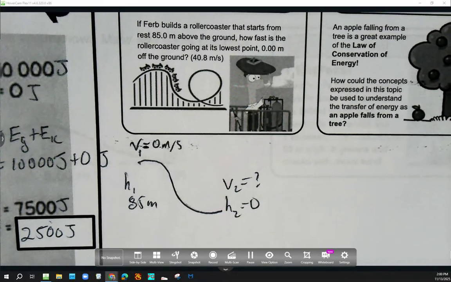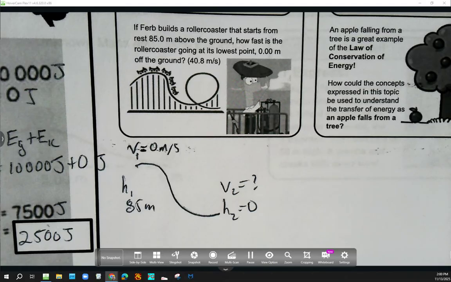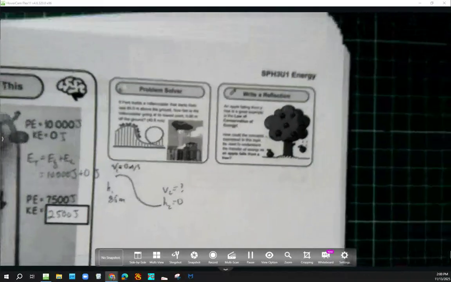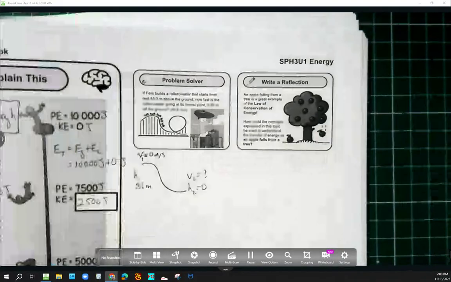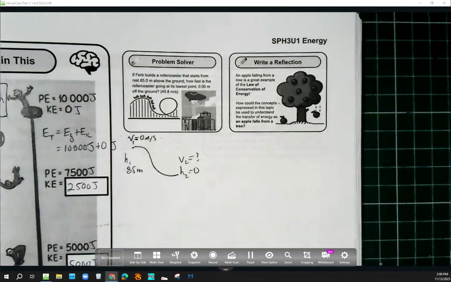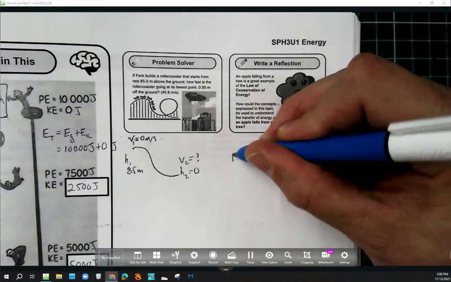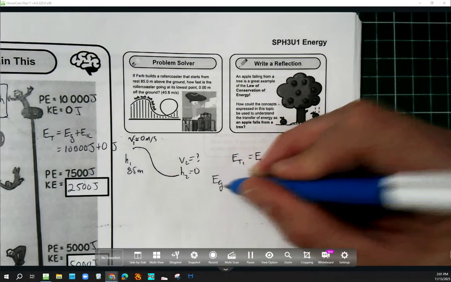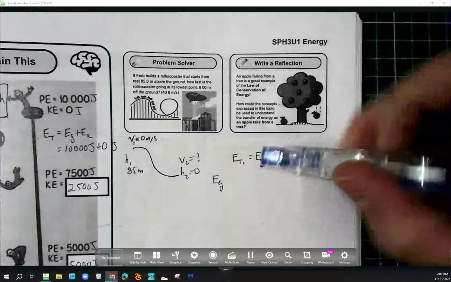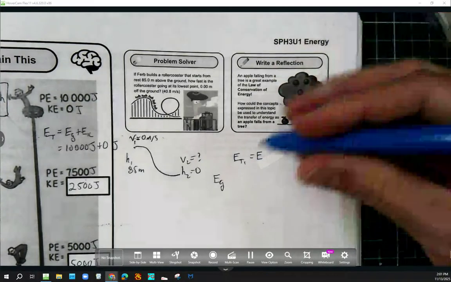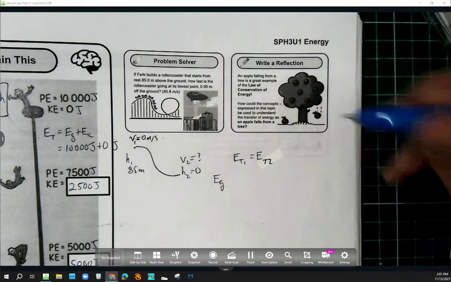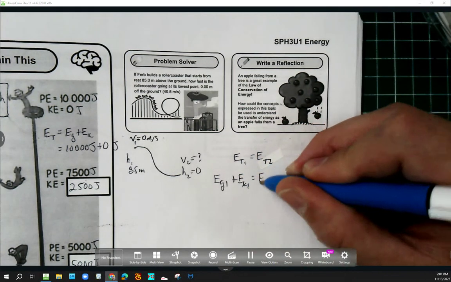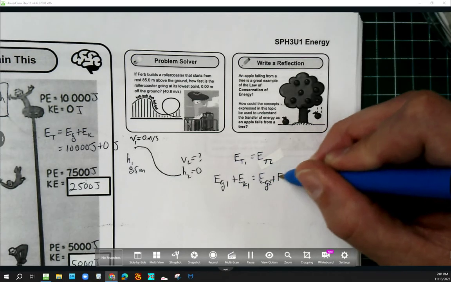You'll notice that the problem doesn't tell us the mass of the roller coaster. And so we could start out by talking about this problem as a conservation of energy problem. We could say E total at the beginning, E total 1 equals E total 2, which means EG1 plus EK1 is equal to EG2 plus EK2.